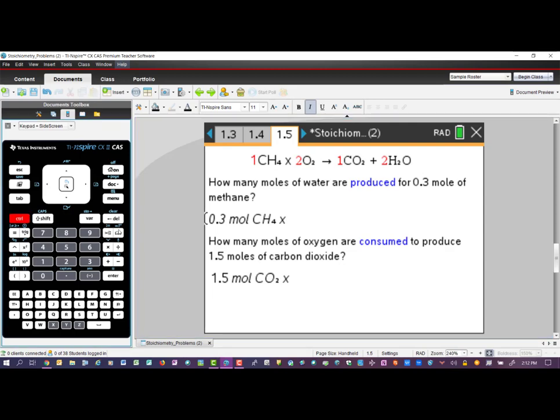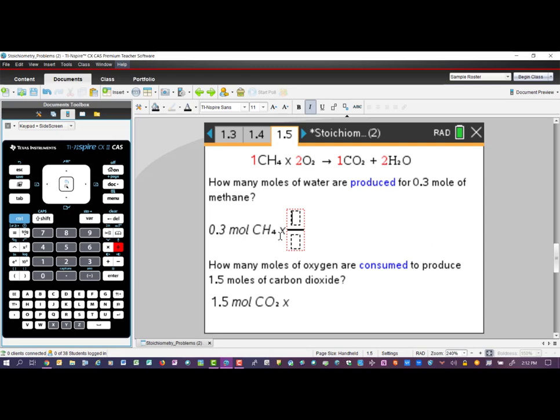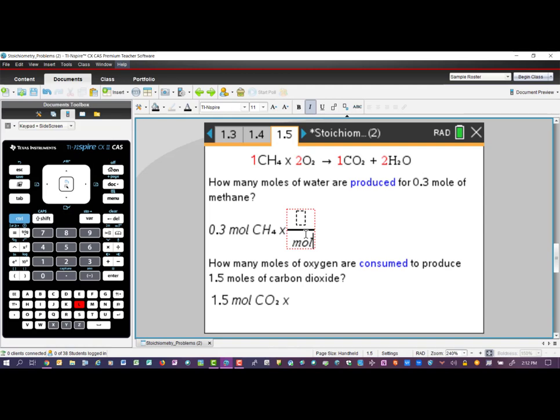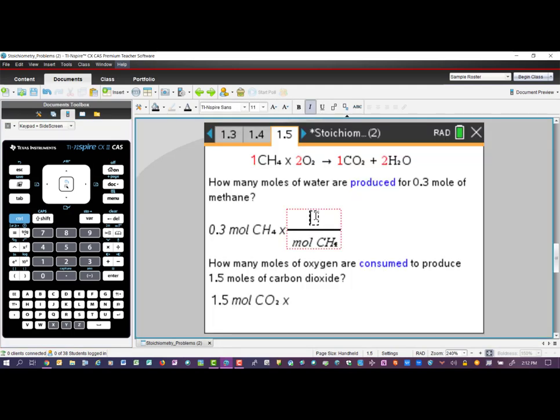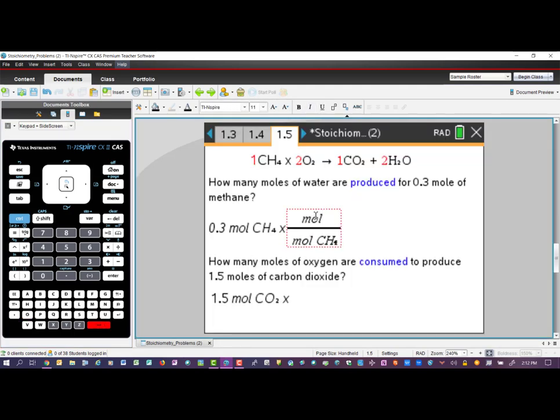So once again, I need to do that through the mole-to-mole ratio. Remember, if I'm going from one side of the equation to the other, I have to do that through the mole-to-mole ratio. So I'm going to go from moles of methane to moles of water. So let me get my template. If I'm getting rid of moles of methane, I need to be able to divide that out. So that's going to go in the denominator. So that's moles of methane. Okay, and I'm going to moles of water.